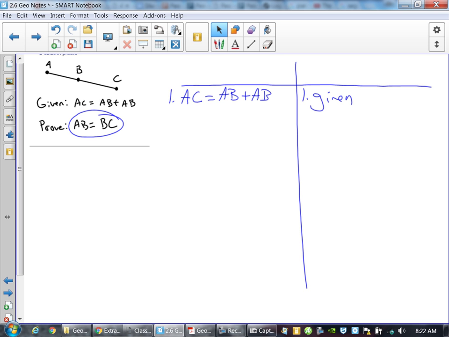Now, take a look at your diagram. According to your diagram, it shows that AC is made up of what two segments? AB and BC. So, let's write that down. Now, when I'm using something off of a diagram, what did I just use to show that that works? Isn't that just segment addition? Two smaller segments added up to equal the larger? If you look at the diagram, that's what it's made up of.